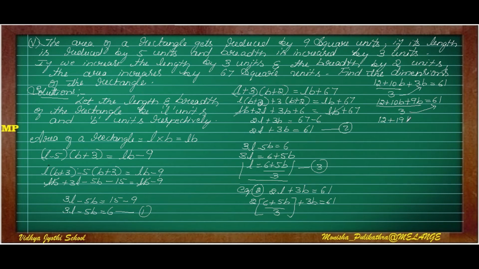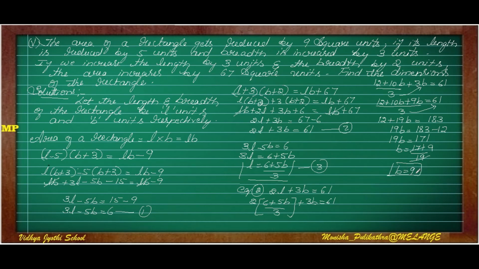Again we have to cross multiply. 12 plus 19B is equal to 3 ones are 3, 3 sixes are 18, so 183. So 19B is equal to 183 minus 12. So 19B is equal to 171. So B is equal to 171 divided by 19. 19 nines are 171. So B is equal to 9.